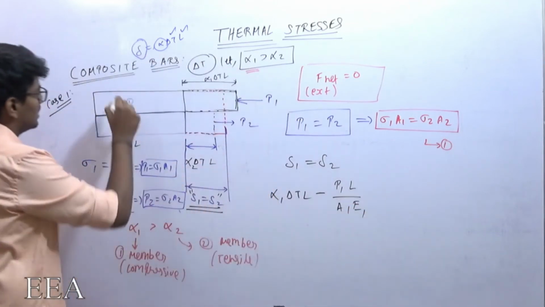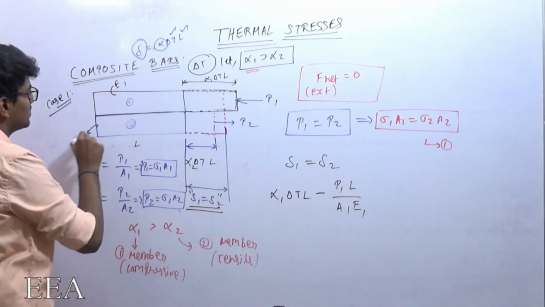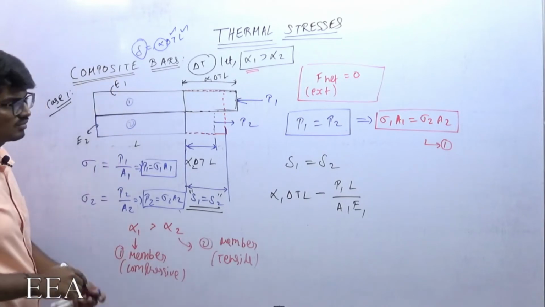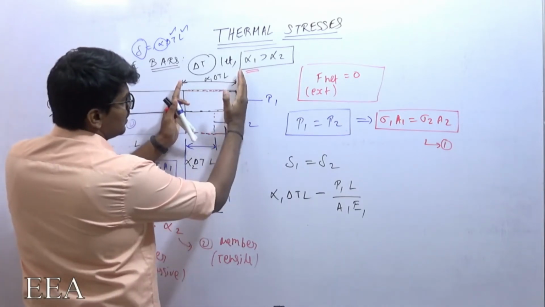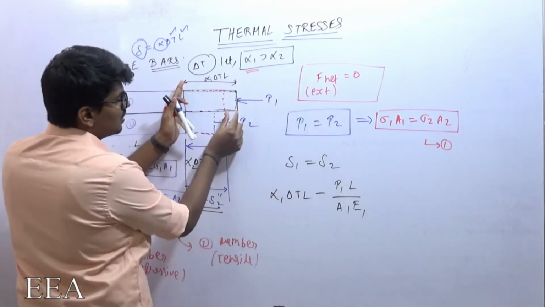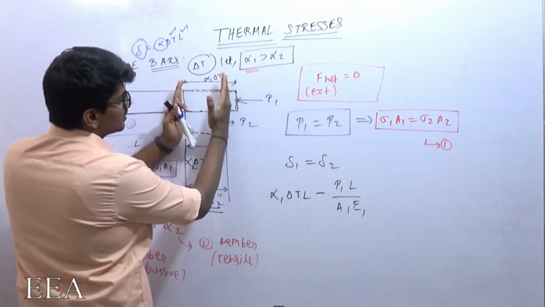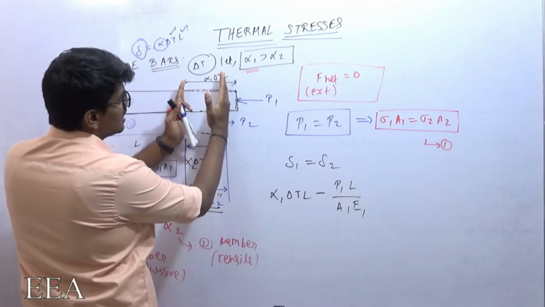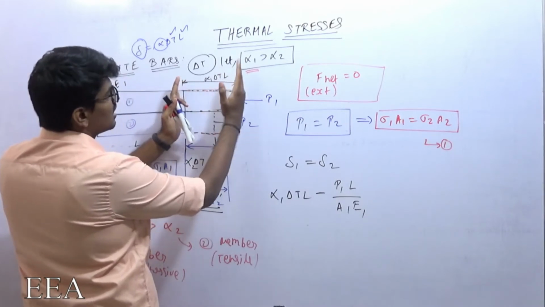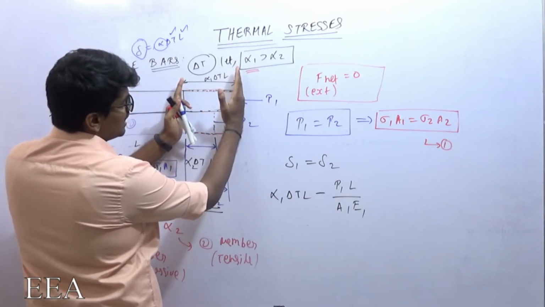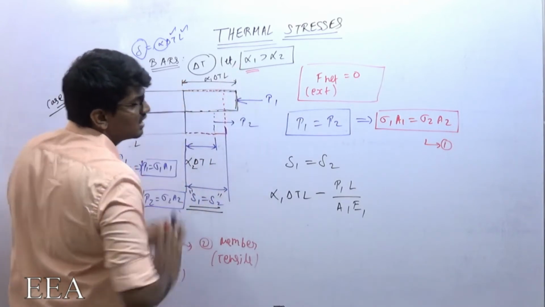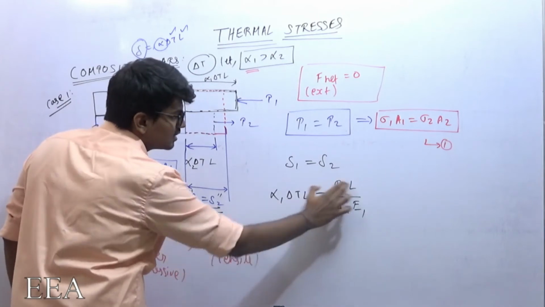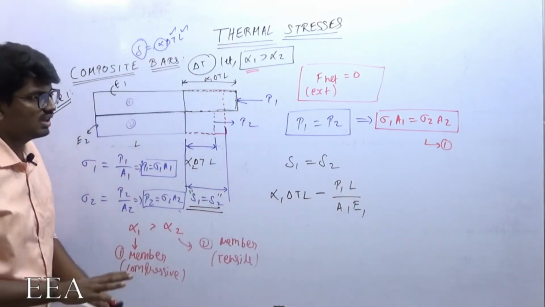Let me take that this member's Young's modulus is E1, this member's Young's modulus is E2. So net deflection in member 1, freely it will expand this much amount, but due to this compressive load, this much amount is getting compressed. So this is the net deflection, right? That net deflection is nothing but free expansion, alpha 1 delta T L, minus P1 L by A1 into E1.